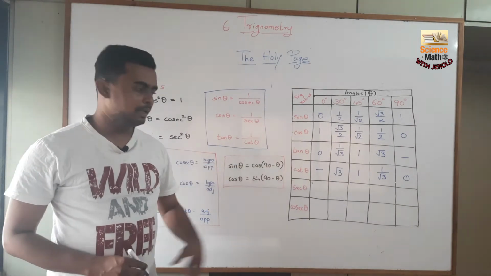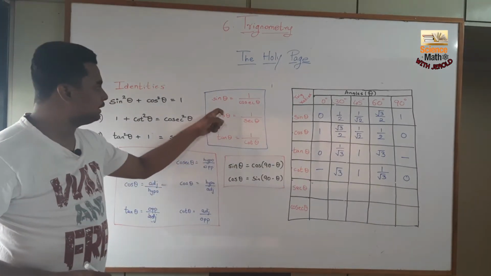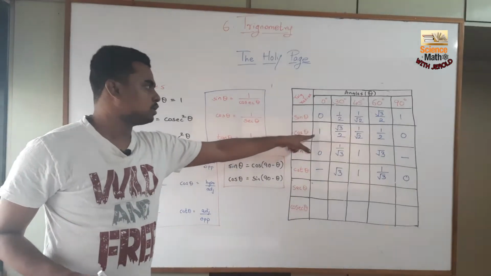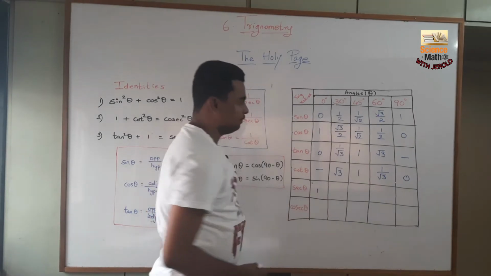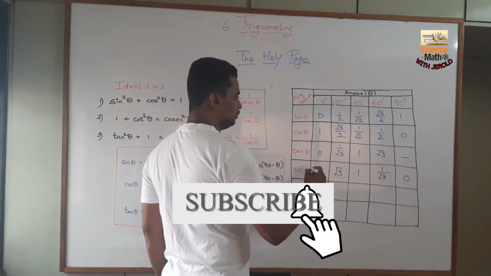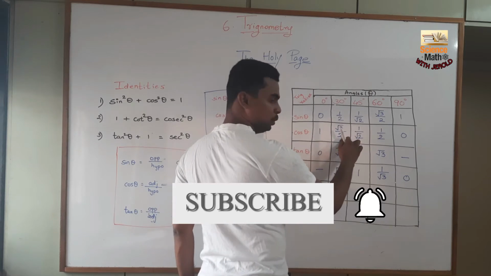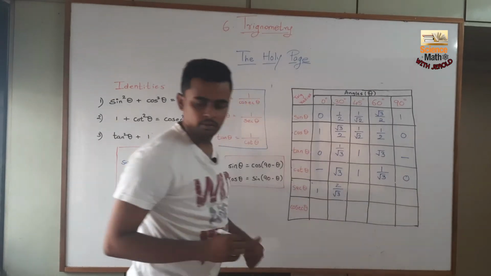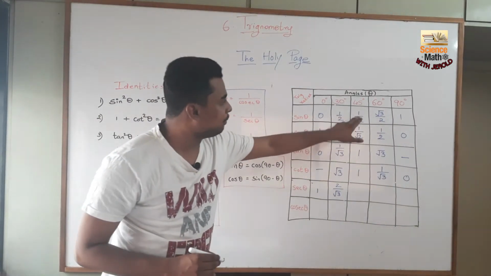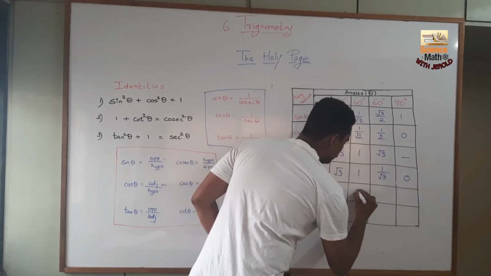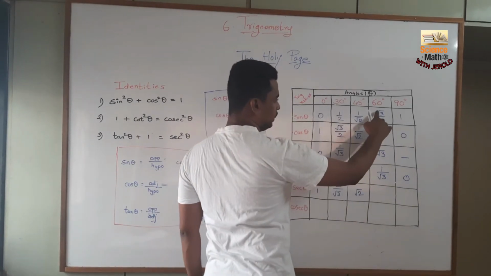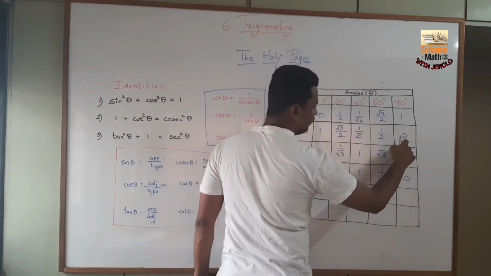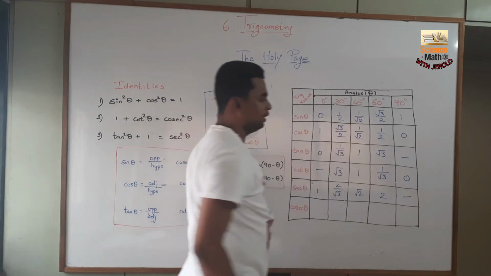That was cot. Now we go to sec theta. Sec theta is opposite of cos theta. So we have to write inverted forms of cos theta. So 1 inverted will give me 1 itself. Then I will write root 3 upon 2, which inverted will give me 2 upon root 3. Next, 1 upon root 2 inverted will give me root 2. Again, here 1 upon 2 inverted will give me 2. And finally, 0 inverted gives me not determined.